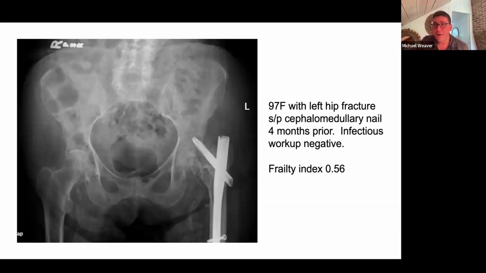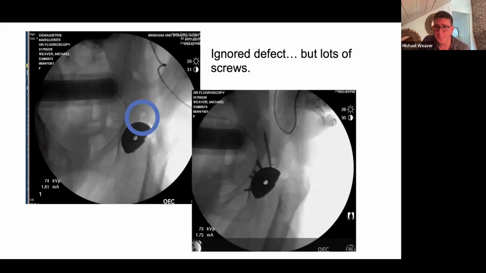Sometimes, you've got really frail patients. So this is a 97-year-old woman with a hip fracture treated with the nail. Unfortunately, it cuts out. There's no sign of infection, but she's really frail. Here we have a geriatrics co-management service, and she had a frailty index of 0.56, which is extremely frail, right? So in our situation, this would be someone that's end-of-life care. But she has pain and she can't walk, so we need to do something to make her more comfortable.